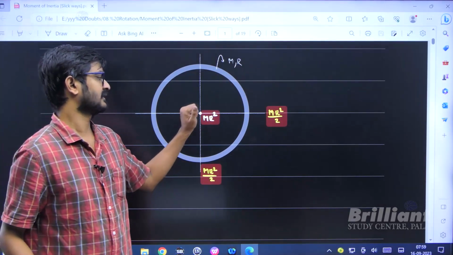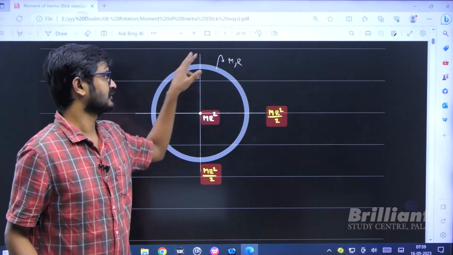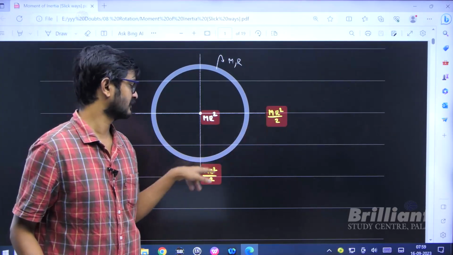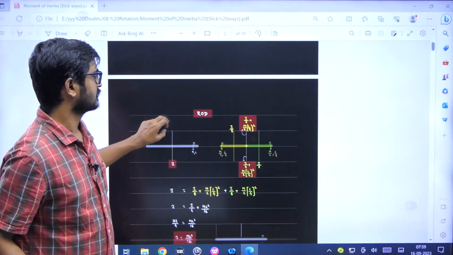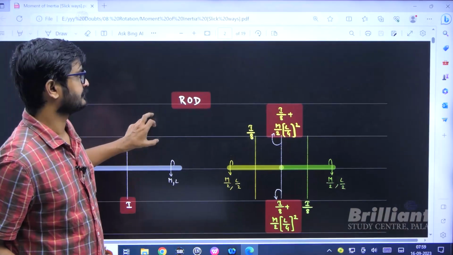So you will be finding it for this one easily by integration, and by using the perpendicular axis theorem you will be getting mr square by 2. So we have done it for the ring. So we are going for the rod.